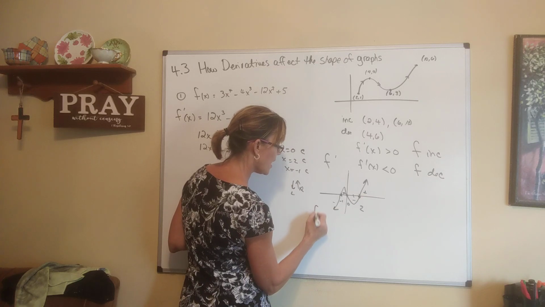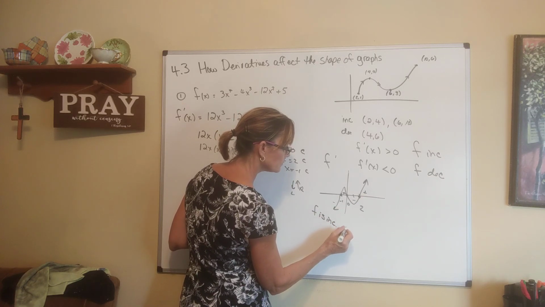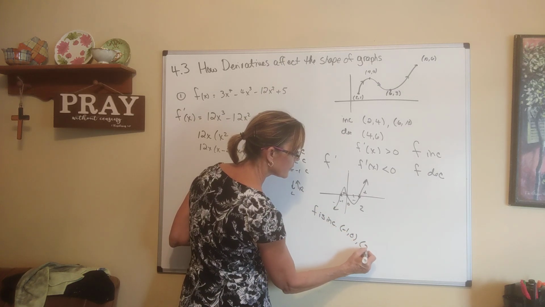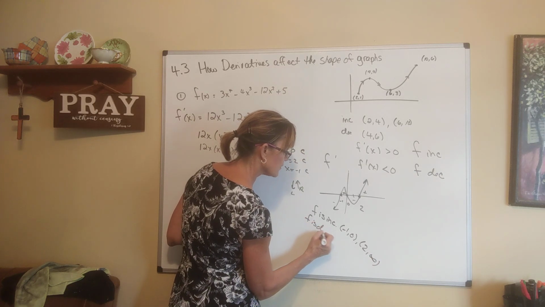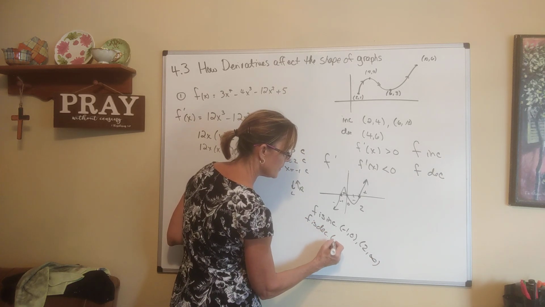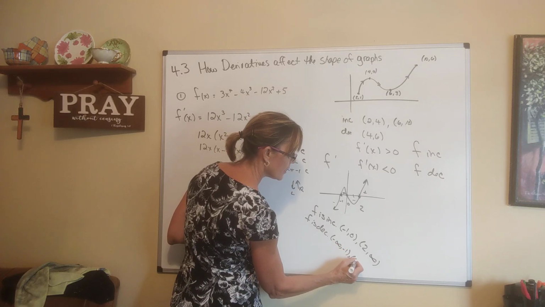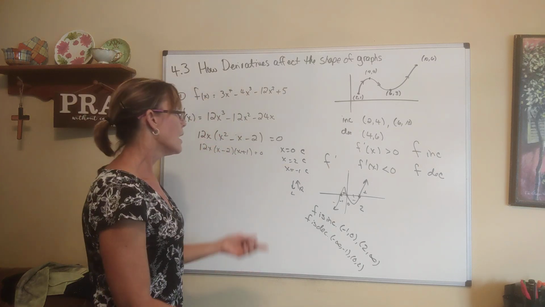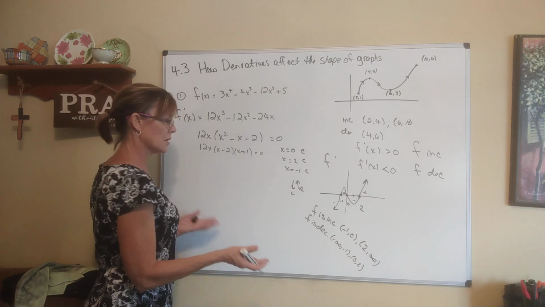So you could say f is increasing where it's positive from negative 1 to 0 and from 2 to infinity. And f is decreasing from negative infinity to negative 1 and from 0 to 2. We could figure it out that way. I'm going to show you another way to do it, which you could also do.